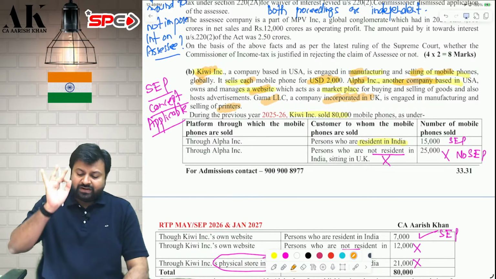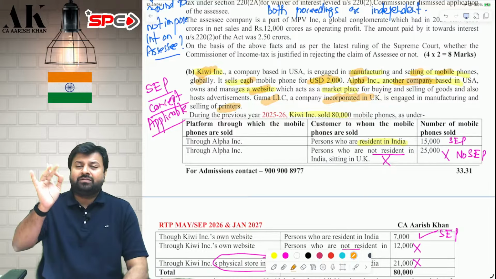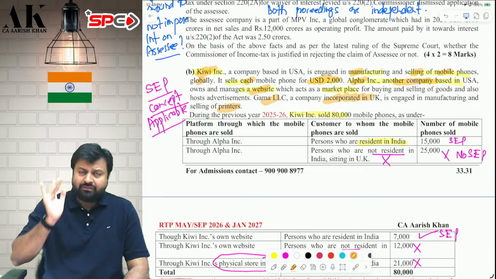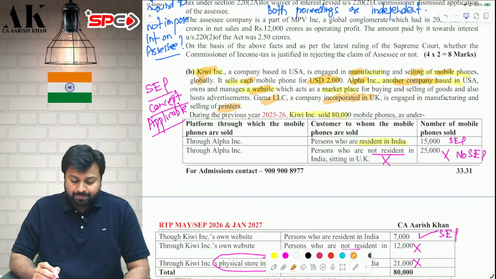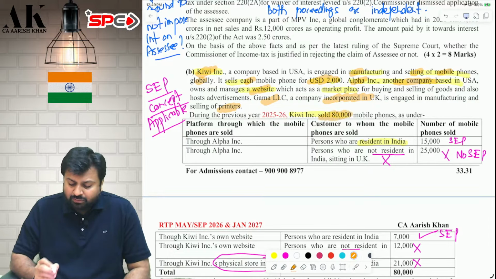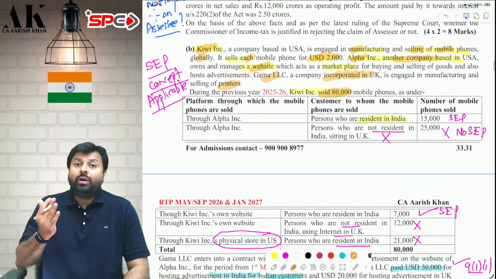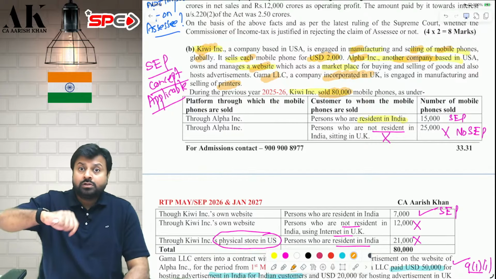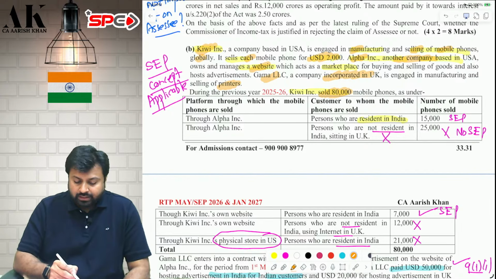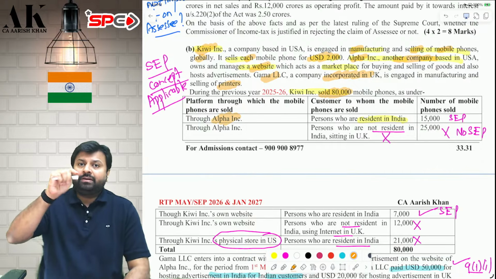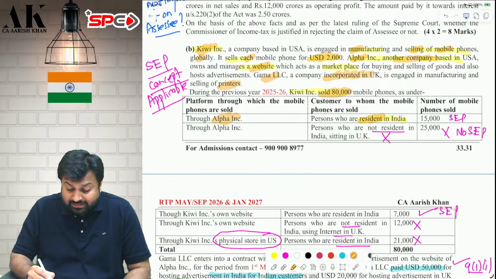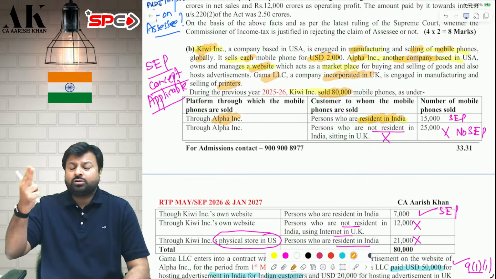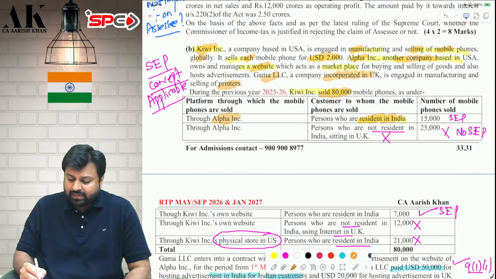So there are three entities. One is Kiwi, which is selling mobile phones. One is Alpha, which is running like an e-commerce operator. One is Gamma, which is engaged in manufacturing and selling of printers. Now, Kiwi is selling 80,000 mobile phones. How and to whom? Both questions are important. The three questions are how, to whom, and how much. It is selling through Alpha, that is, through a website. To whom? To a person resident in India, taxable. Now we need to check if it is crossing 2 crore, then significant economic presence is there.